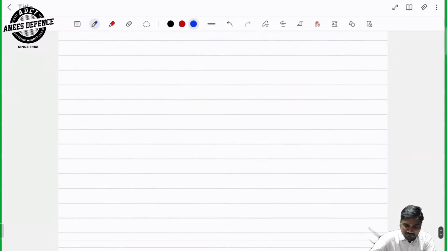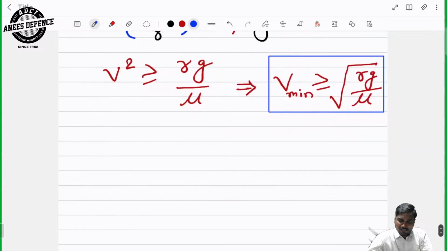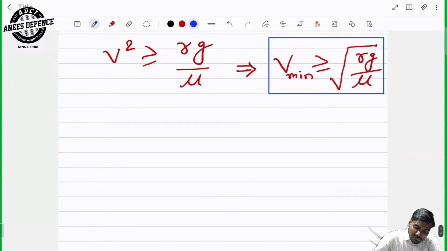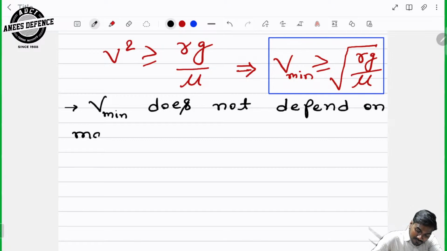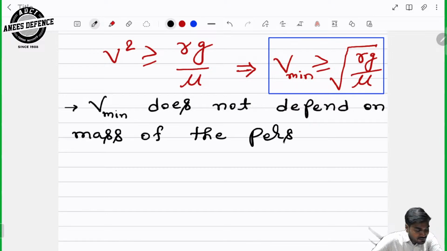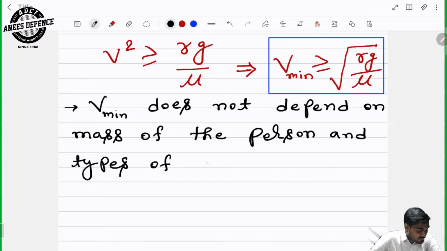Next, write down: V minimum does not depend on the mass of the person, yes or no? Yes. And the vehicle.